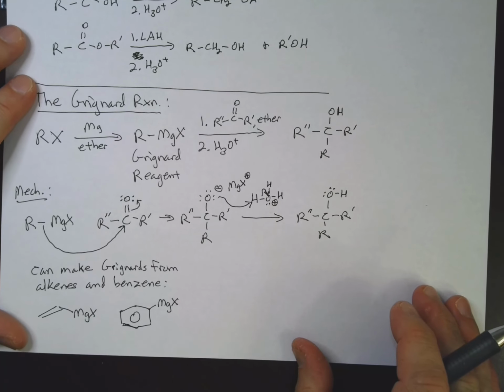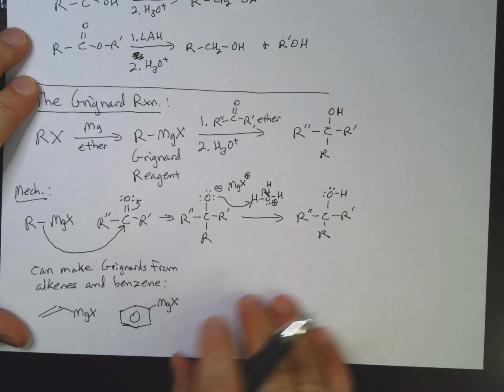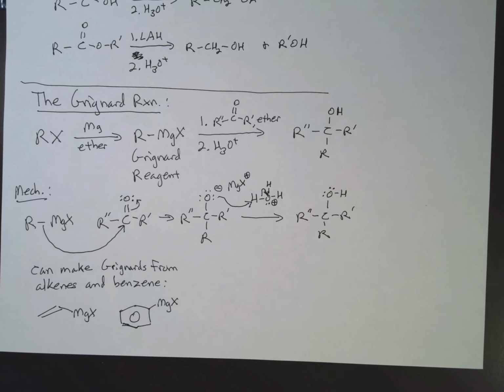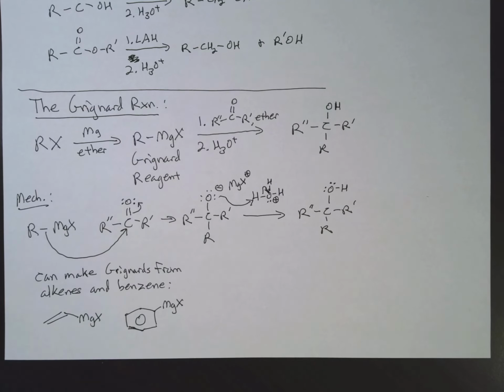Now, what is it going to look like when we do our different Grignard reactions? Because we don't have to use a ketone. We can use an aldehyde, and we'll get something else. Let me just show you the different variations here.